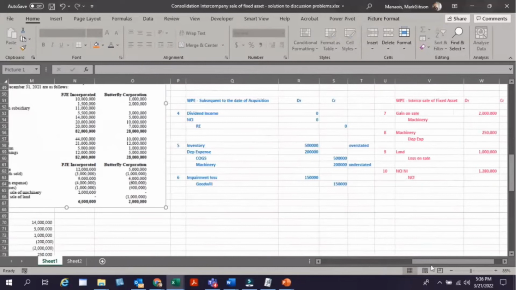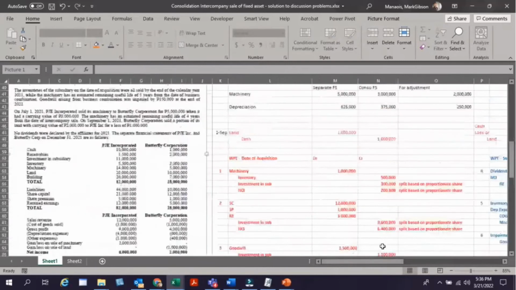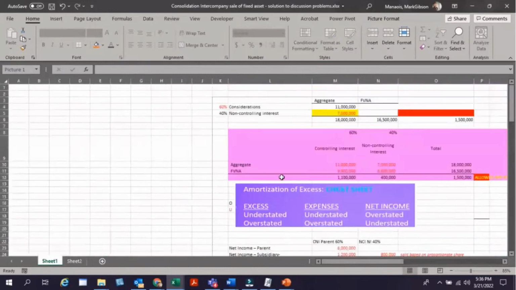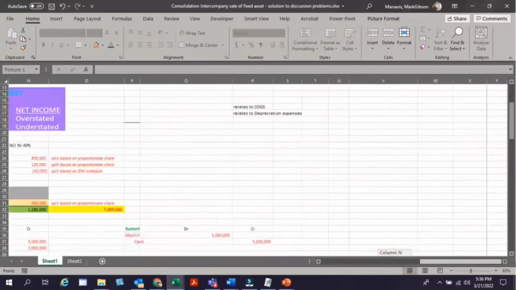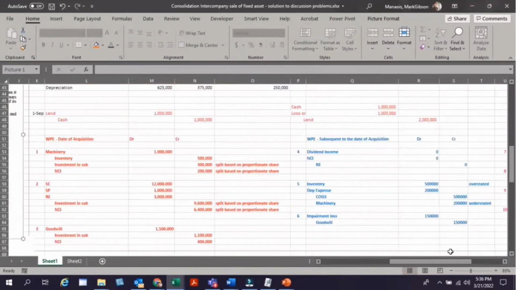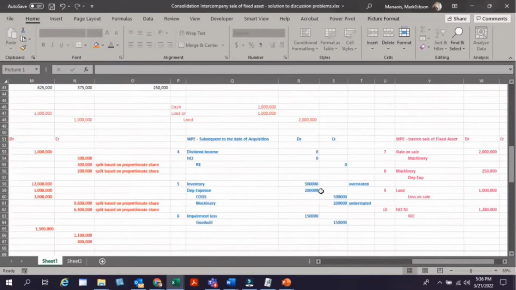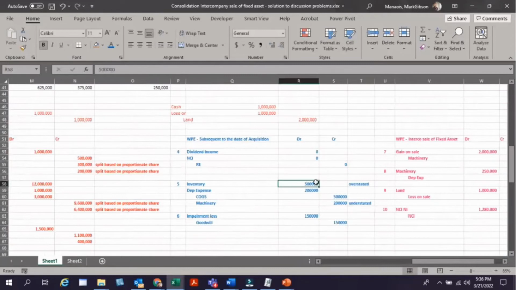Okay, entry number 5, ito na yung pag-account natin dito sa portion ng amortization of excess. So, sabi natin, debit inventory for 500,000. Ito na yung ina-expense na natin. So, of course, the related expense will be 500,000 for COGS. And then depreciation expense, na identify naman natin yan, that's 200,000. And then credit machinery or accumulated depreciation for 200,000 because of the understatement.